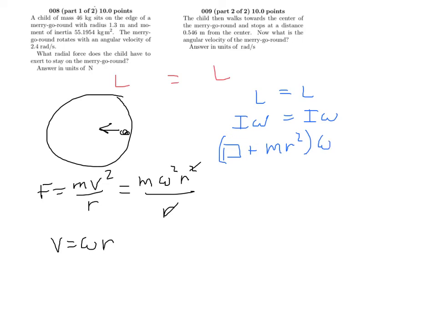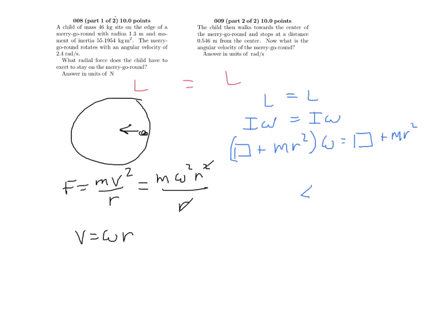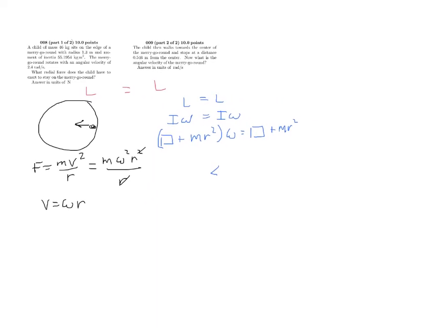Initially, I have I omega, and that's going to equal the same sorts of things. It's going to be the I of the merry-go-round plus m r squared, times an omega over here. Now be careful because the r's are going to change. Initially, my r is 1.3 meters, and later on my r is only 0.546. So use your own numbers there, but you see you've got a radius here and you've got a radius here, how far he is from the center.